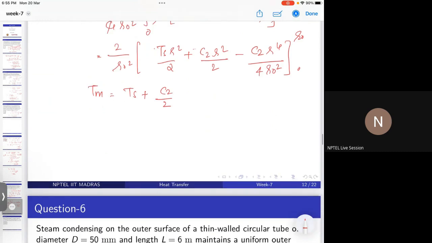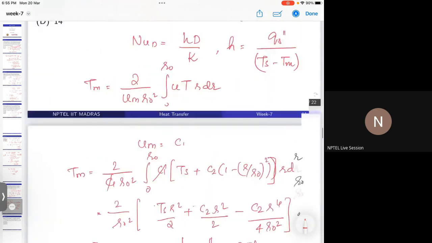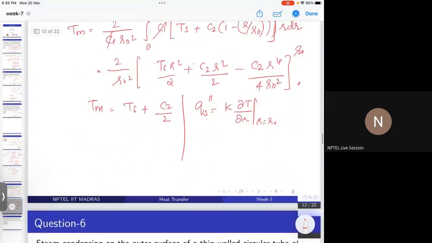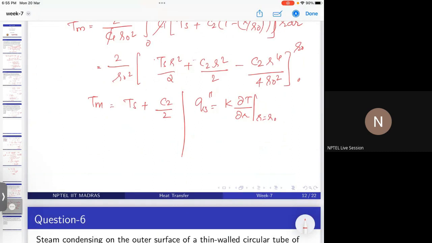So now what is Q dot S? That is heat flux, K dot dT by dR at R is equal to R0. That is the surface heat flux. So if you differentiate this, that is T of R, and put the limit R is equal to R0, you will get minus K C2 2 R by R0 square at R is equal to R0. So you will get minus 2 C2 K by R0 as the surface heat flux.